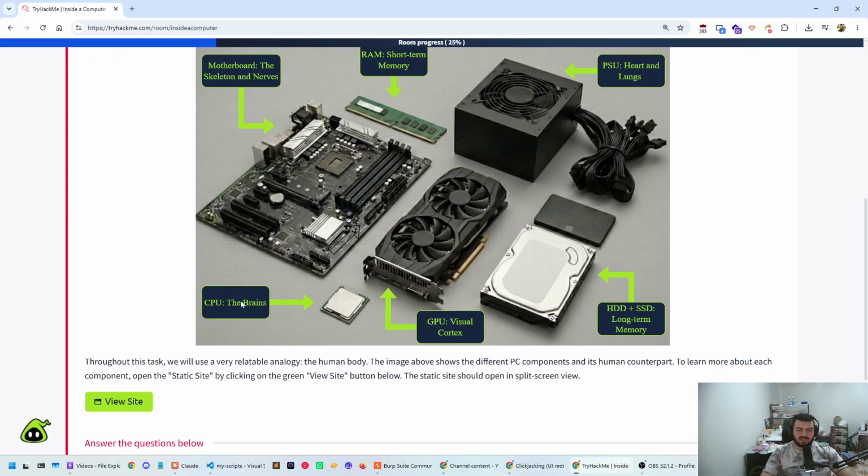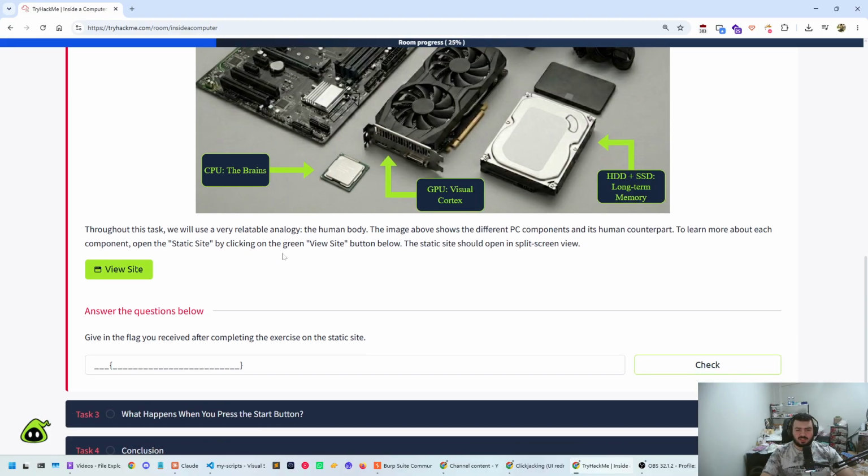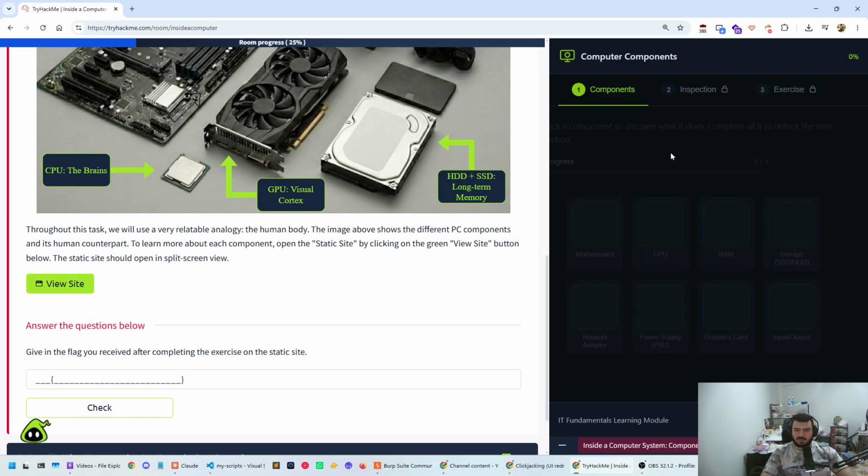And the CPU is essentially how your computer understands any instruction. What processes it is the CPU. Throughout this task, we will use a very relatable analogy, the human body. The image above shows the different PC components and their human counterparts. To learn more about each component, open the static site by clicking the green view site button below. This should open in a split window.